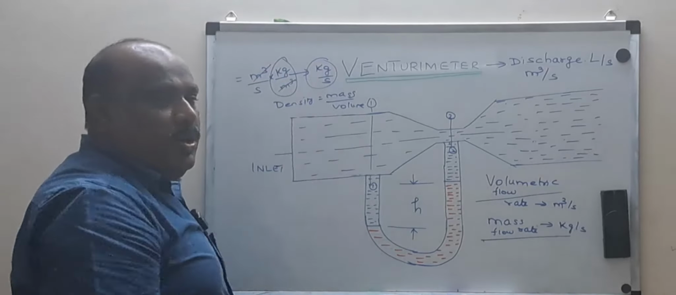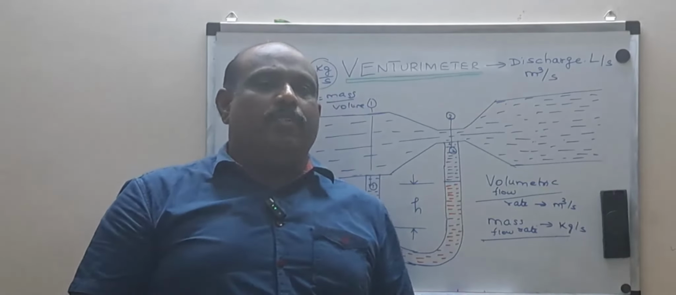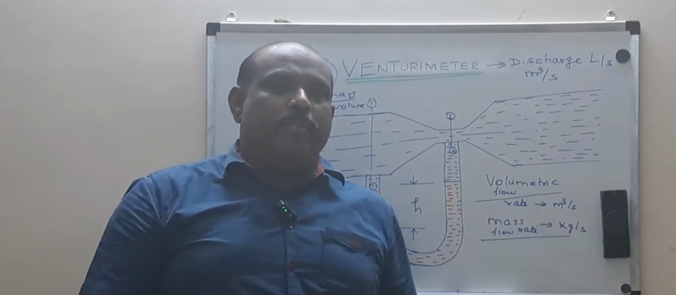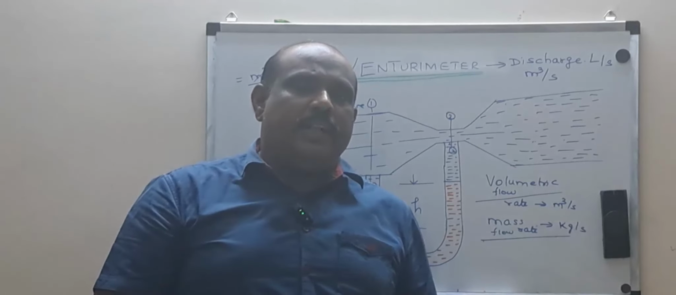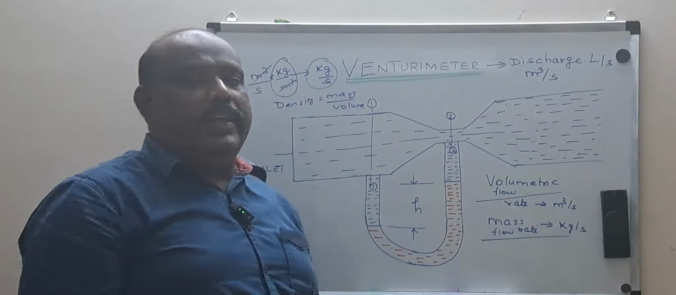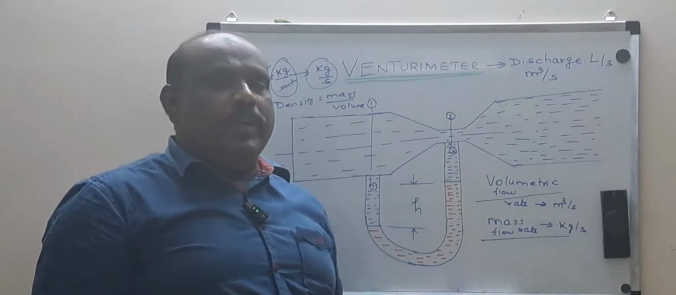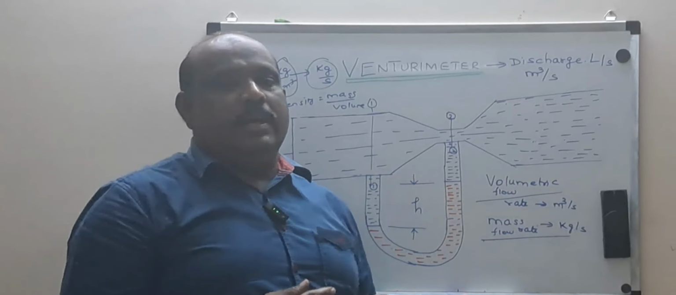The mass flow rate. So we can call the Venturi meter a device to determine the volumetric flow rate. Indirectly, you will also be in a position to find the mass flow rate by multiplying by the corresponding density of the fluid. Okay, now let us go to the working principle. Now we know what is meant by discharge or volumetric flow rate as well as the mass flow rate.